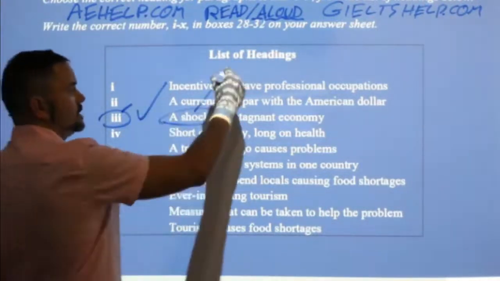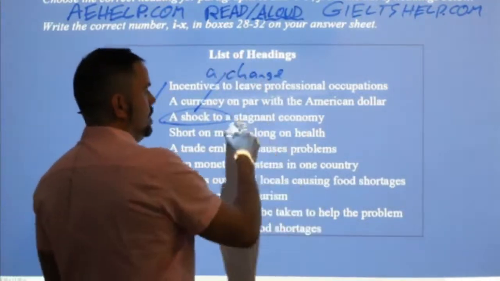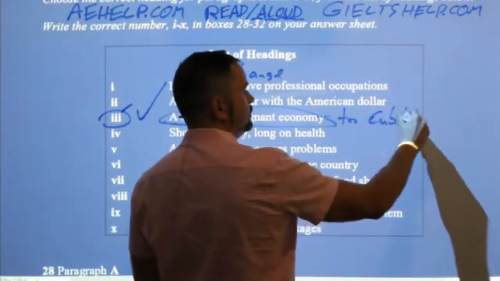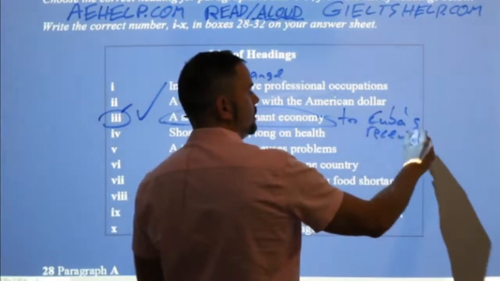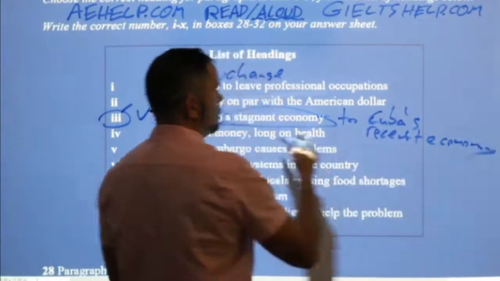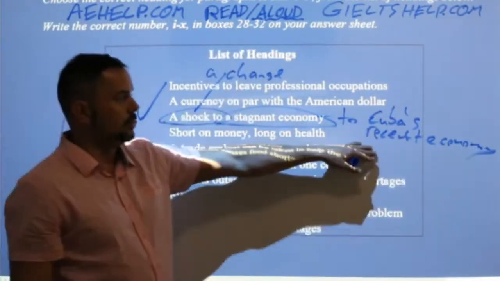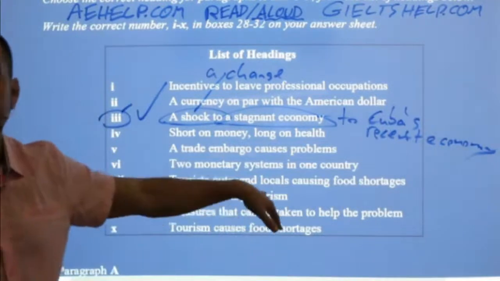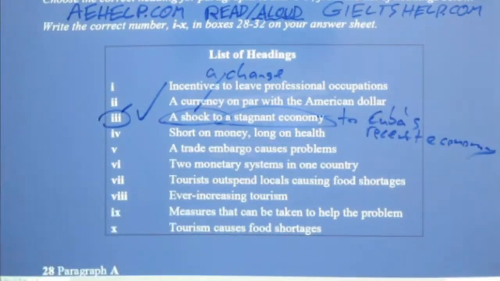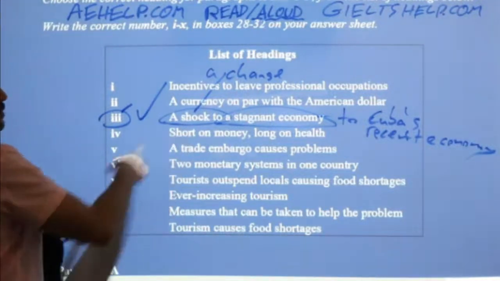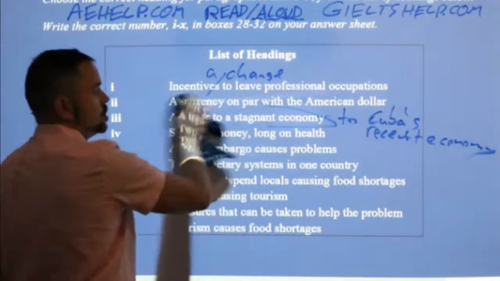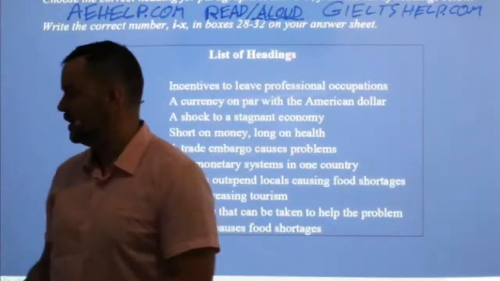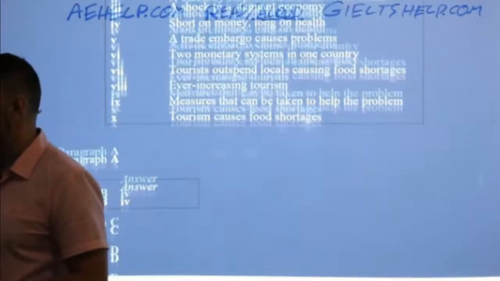Because a shock, you could say, is a change to a stagnant economy, to Cuba's recent economy. So this is the closest match, okay, to this statement that we said, this answer, out of all of the choices there. Okay, hopefully everybody sees that, all right? Okay, what's the shock? It's tourism, right? Tourism, the change is tourism, and it's a shock to an economy that's being kind of stuck in time, okay? All right, good. So there on your answer sheet, you put three for paragraph A, and then you move on.